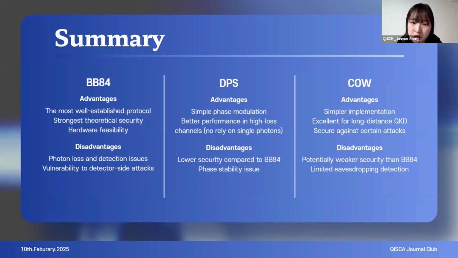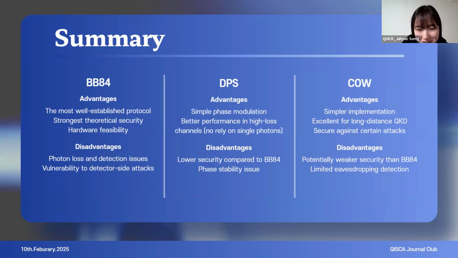true single photon transmission. However, its security is weaker than BB84 as it lacks basis randomness and is susceptible to coherent attacks. It also requires high phase stability, making it sensitive to environmental changes. While feasible, DPS is less widely adopted due to these security concerns.